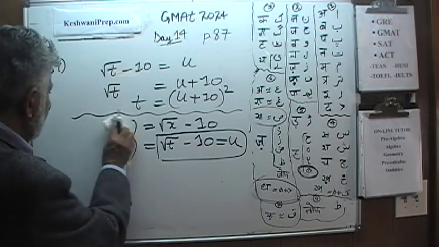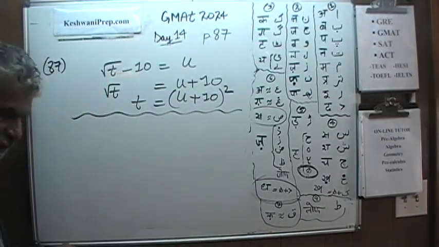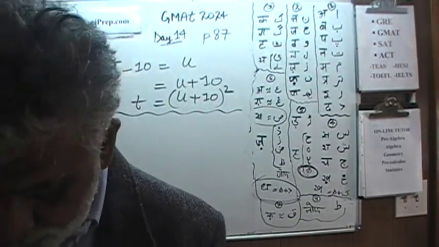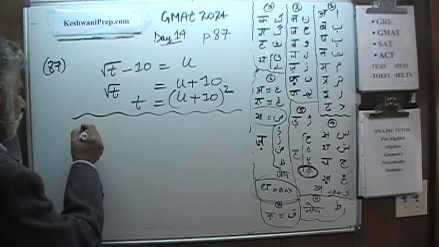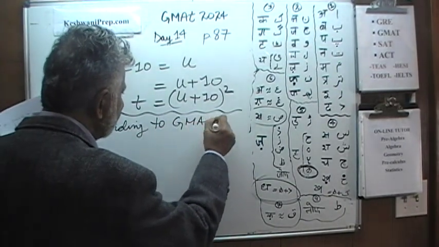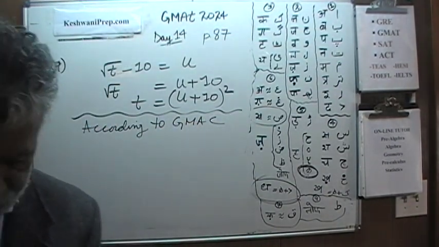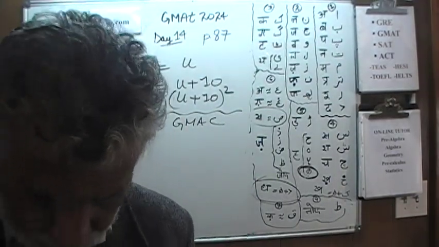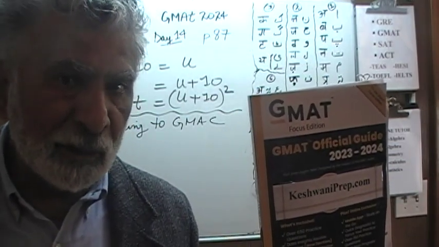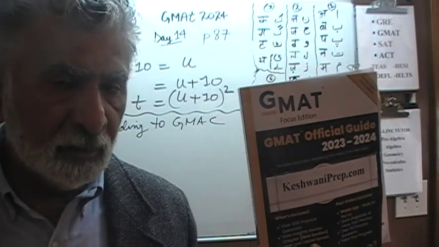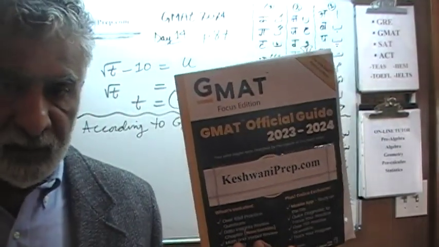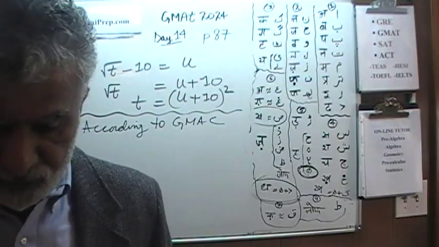We have reached a juncture, a very important point in our journey. Number 87, according to GMAC. And if you don't know what GMAC is, GMAC is the entity that gives you this exam. GMAC is the Graduate Management Admission Council, the one who gives the Graduate Management Admission Test. Those are the folks who publish this book. The official guide is published by GMAC.